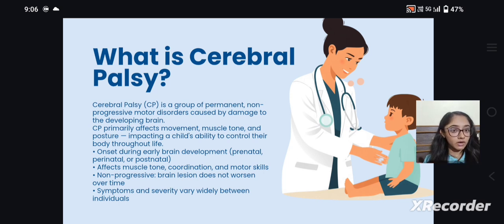So what will it affect? Mostly muscle tone, coordination and motor skills. It is non-progressive, meaning the brain lesion does not worsen over time, and symptoms and severity will vary widely between individuals.